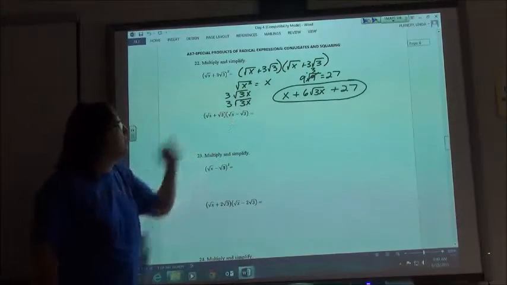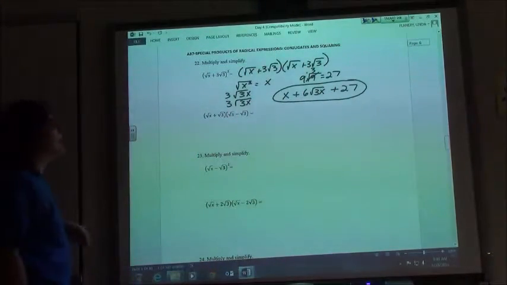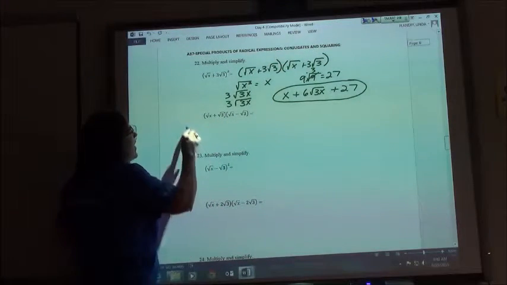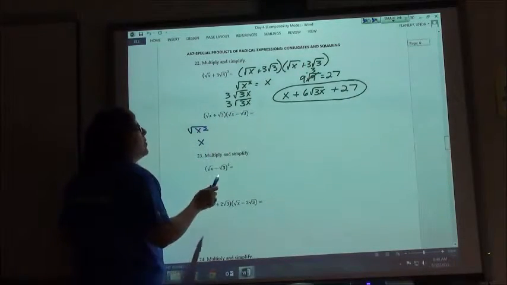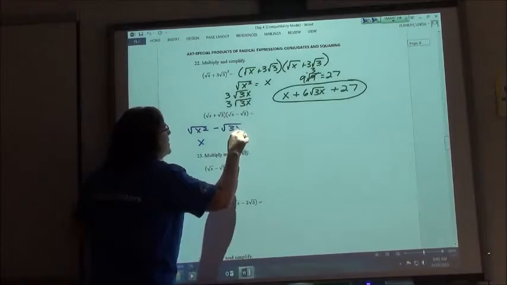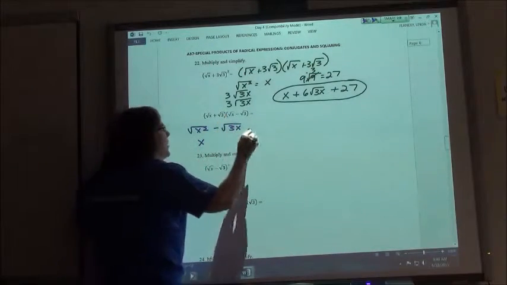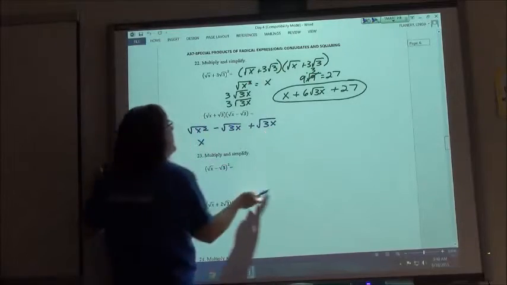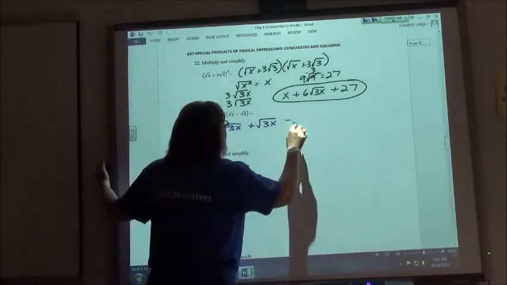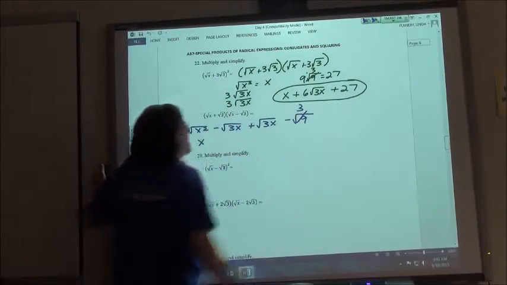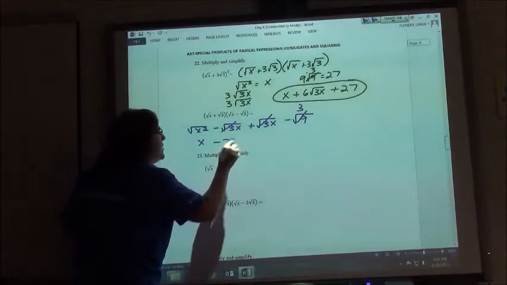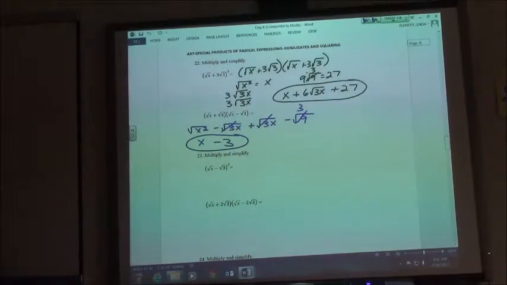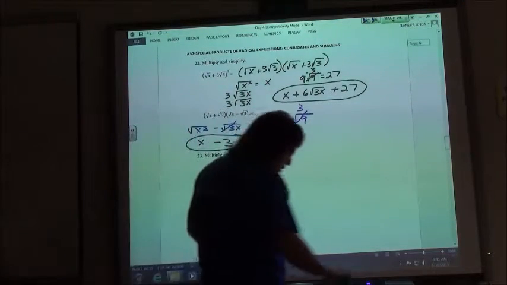Now when I have conjugates, remember your middle term will have opposite signs. Square root of x times square root of x is the square root of x squared, which is just x. Square root of x times negative square root of 3 is negative square root of 3x. Square root of 3 times the square root of x is positive square root of 3x. And then the square root of 3 times the negative square root of 3 is negative square root of 9, which just gives me minus 3. These two are going to cancel out, being opposites, and so my answer is just x minus 3. So when I multiply conjugates, I get those nice answers that eliminate the square root from my problem.